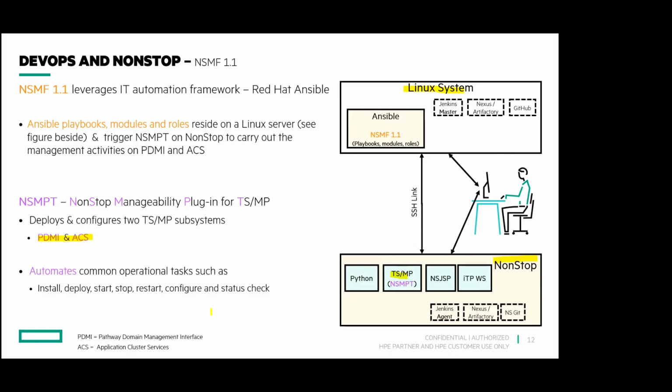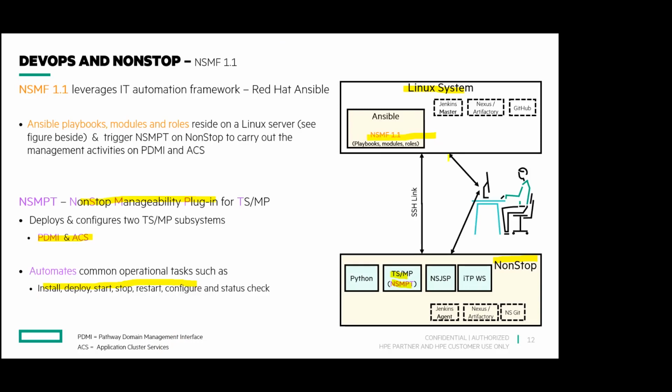So what we have done is, there is a plugin which is called NSMPT, the NonStop Manageability Plugin for TSMP. This plugin runs here on the NonStop. It's made up of Python scripts, written in Python 3, and it wraps all the APIs that are needed, the command line interfaces, what they call SPI, the service programming interface. They have commands like install, deploy, start, stop, and all that. All those commands are wrapped up in a Python script, and it exposes easy APIs outside. So this Python program runs as NSMPT on the NonStop, and then it takes its commands from this NSMF 1.1 that's deployed in the Linux system.